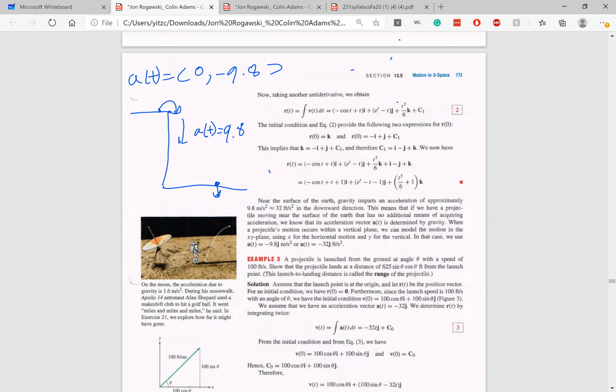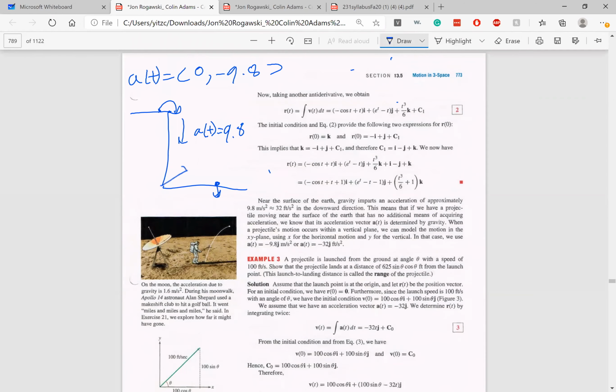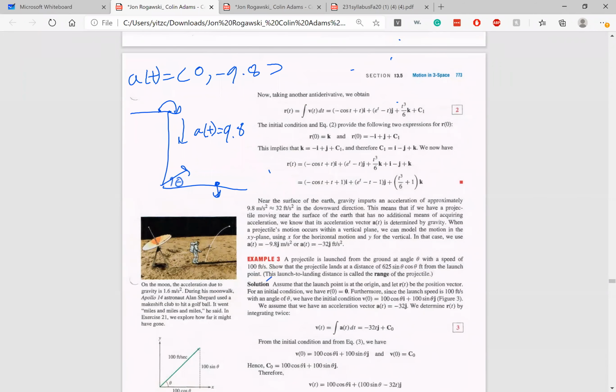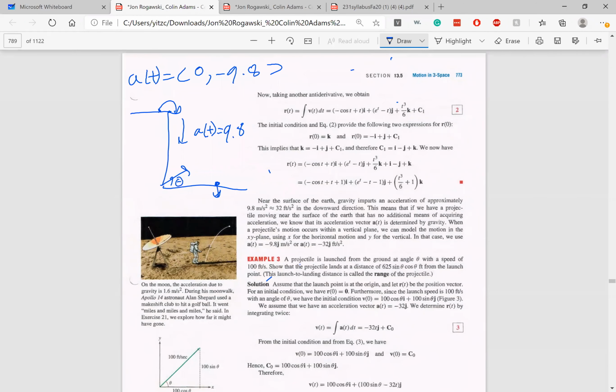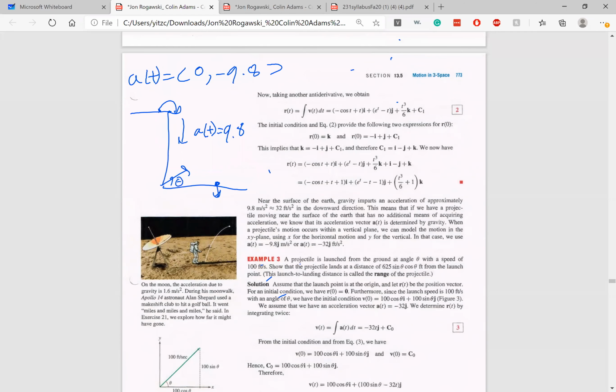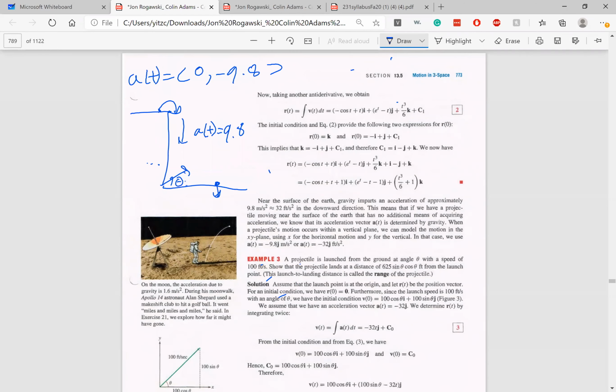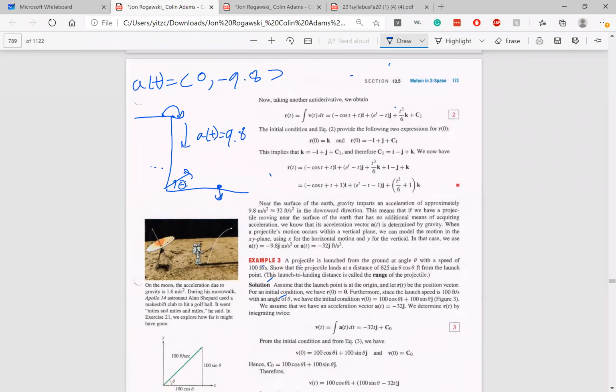A projectile is launched from the ground. So we're standing here, and we launch a projectile at an angle, well, that's the angle, at a speed of 100 feet per second. And when we throw this thing at a speed of 100 feet per second, we should remember that there's a y coordinate to this and an x coordinate to this. And we'll have to figure out what that is. Show that the projectile lands at a distance of that from the launching point.